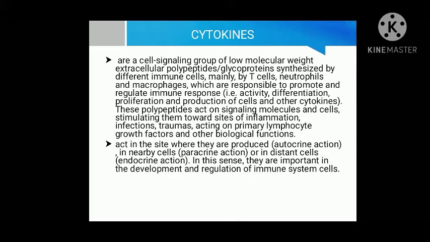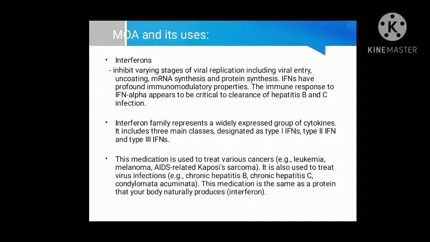Next, cytokines act in the site where they are produced, or autocrine action, in nearby cells, or paracrine action, or in distant cells, endocrine action. In this sense, they are important in the development and regulation of immune system cells. Next, we have the mechanism of action and uses of interferons. Interferon derives from the ability of these cytokines to interfere with viral replication.